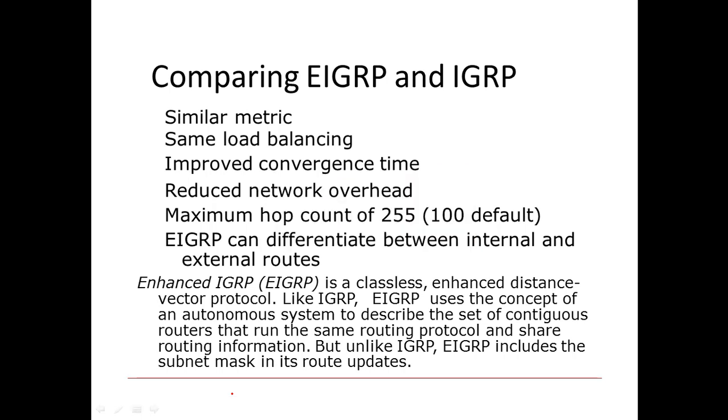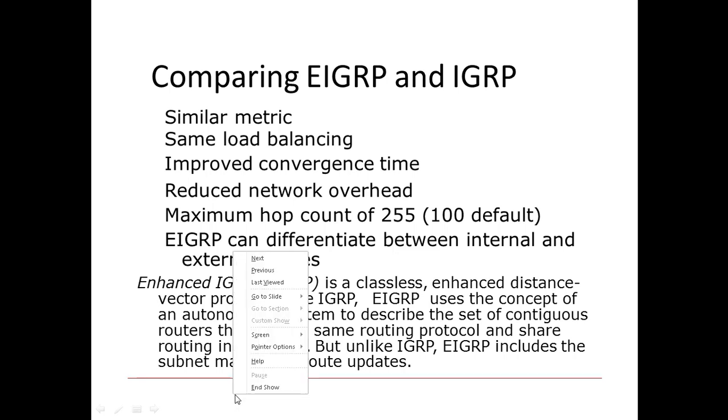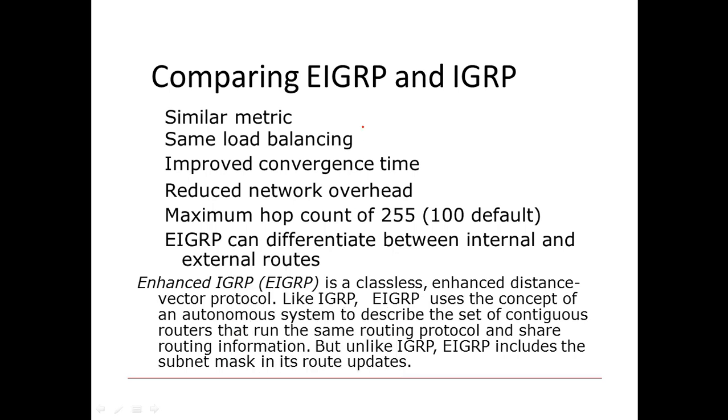So let's compare EIGRP and IGRP. These both use basically similar metrics, that is the bandwidth, the load, the hop count, and any other thing that you want to include. The major thing is basically the delay as well. The two major metrics are the bandwidth and the delay, and you can include any other metric if you want to as well.